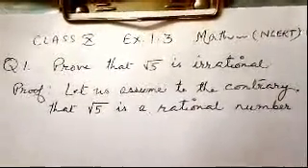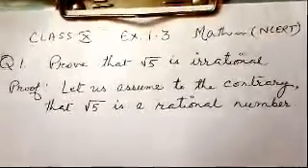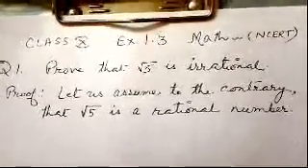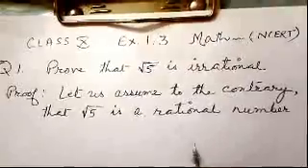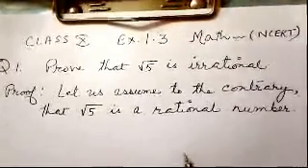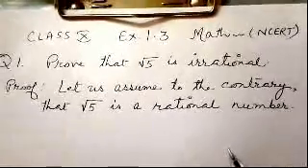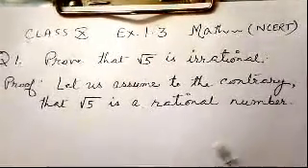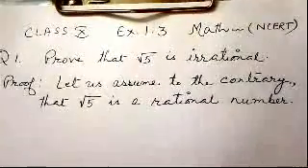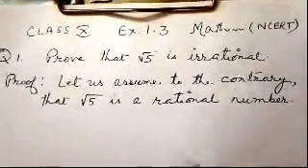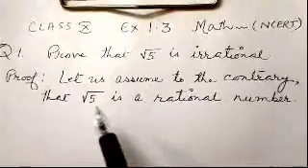That theorem is, let P be a prime number. If P divides A square, then P divides A, where A is a positive integer. This will be explained later when we come across those steps. So let us start from the first step.